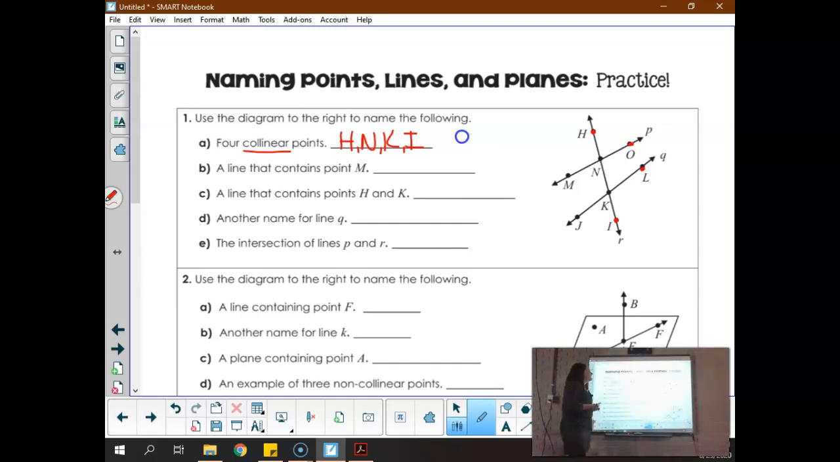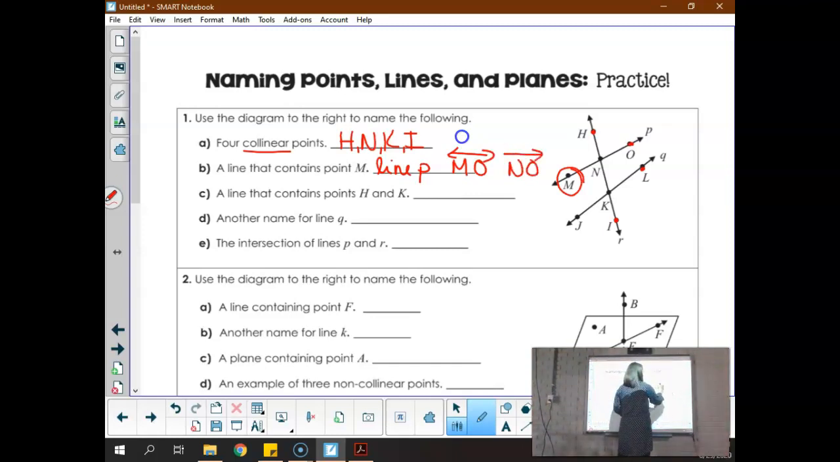Part B, a line that contains point M. So if you look, here is M. We can either say line P, or we could say M-O and draw arrows. You could also say N-O with the same symbol, because these 2 points create a line and then eventually it hits M. It's, again, preference.